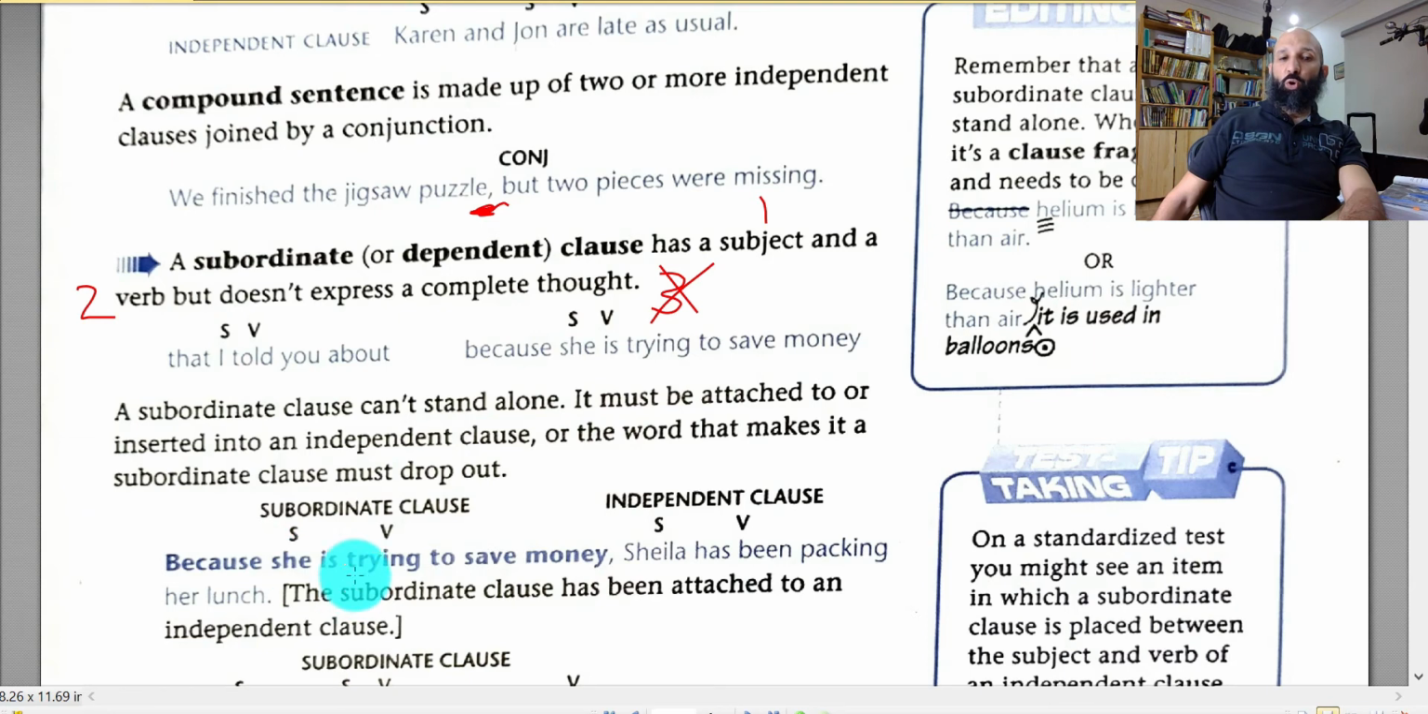So how did we solve the problem of this sentence not making sense? By making it part of another sentence. It must be attached to or inserted into an independent clause. See? So here it's attached to an independent clause, and both of them are linked using a comma because the word "because" comes at the beginning of the sentence. Okay, how about this one, this fragment "that I told you about"?